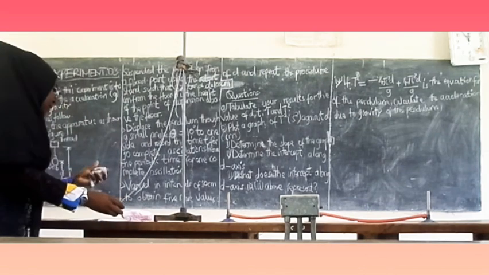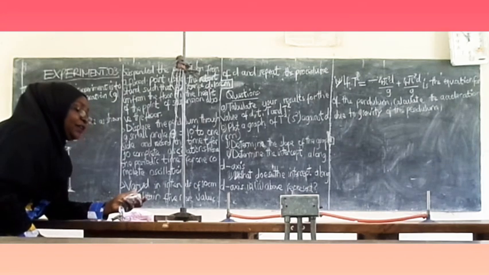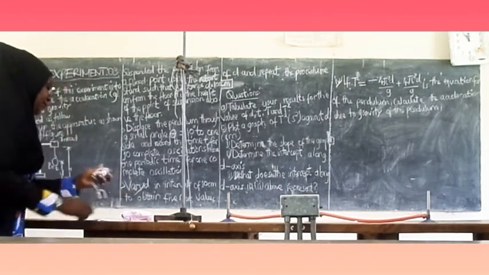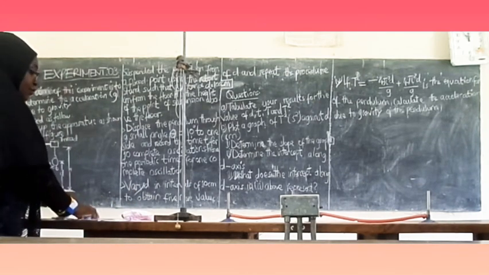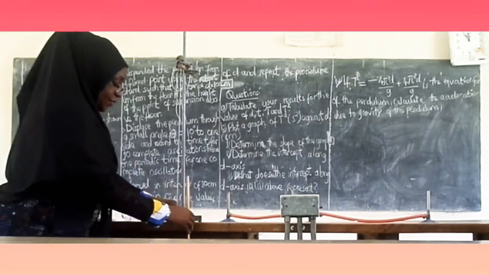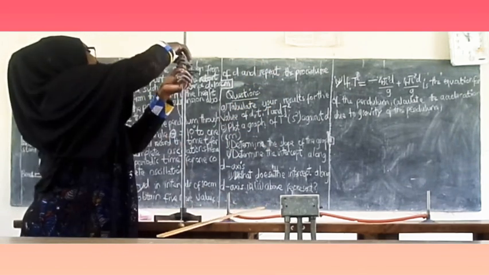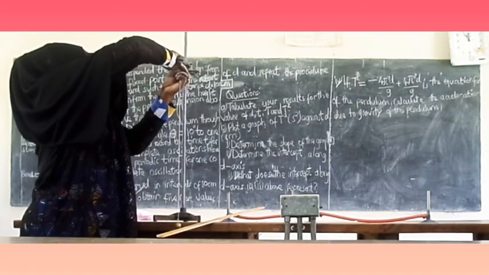Okay. Let me count again. 1, 2, 3, start. 1, 2, 3, 4, 5, 6, 7, 8, 9, 10. I have 15.18. Again, and increase the length of the pendulum by 10 centimeters.